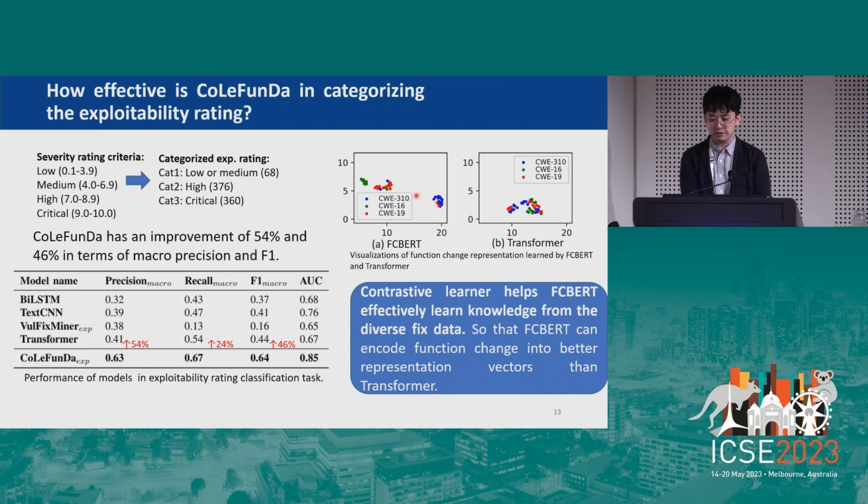We randomly select three CWE categories and use the FCBird and the transformer to encode the associated fixes. The visualization shows that FCBird groups fixes of the same CWE closely together. As for the transformer, there is much more overlap among the fixes from different CWE categories.